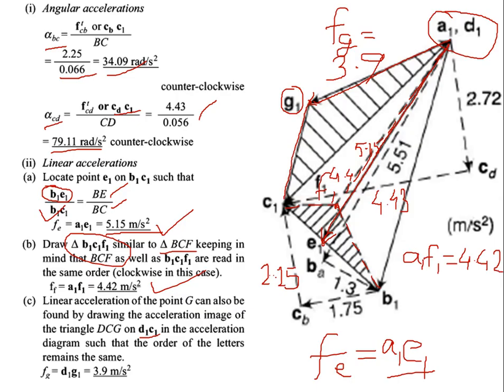So you should get the acceleration at point F, FF, as 4.42 and FG as 3.9. Okay, so try to get these points.